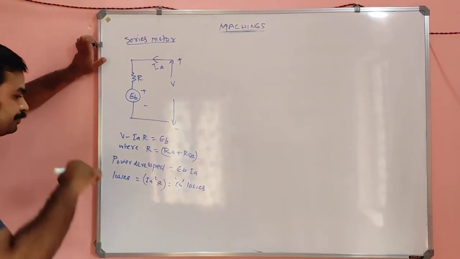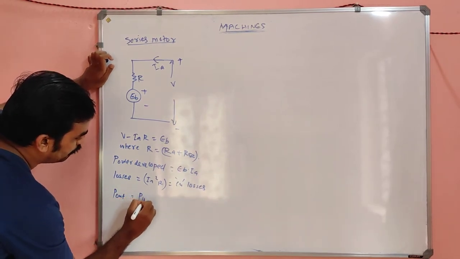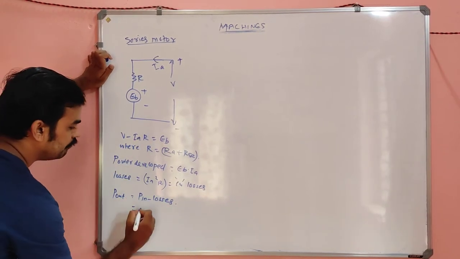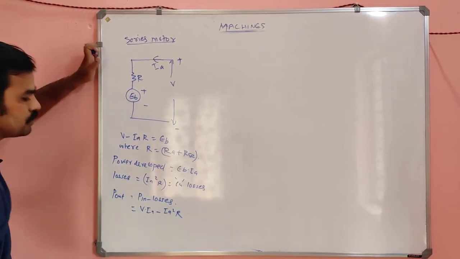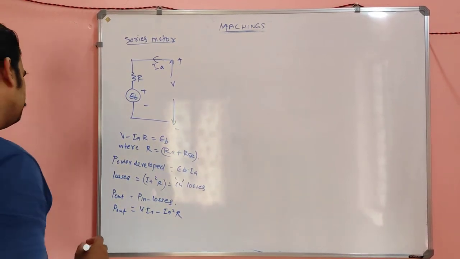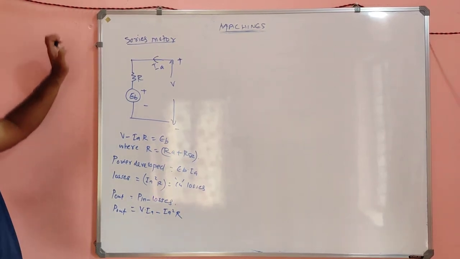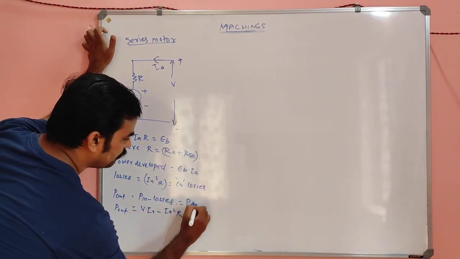So what will be the P out? P input minus losses, am I correct? So what is P input, my dear? V into IA. Losses will be nothing but IA square into R. So that is the P out. P out, or simply P developed. It is also called P developed.